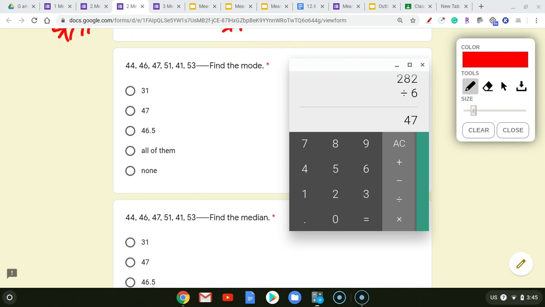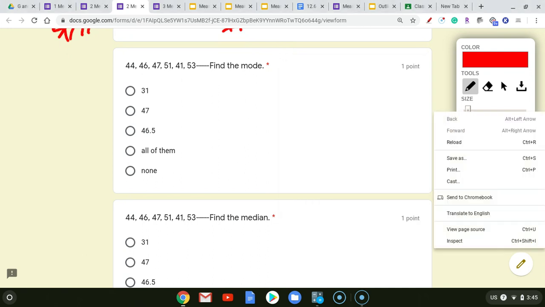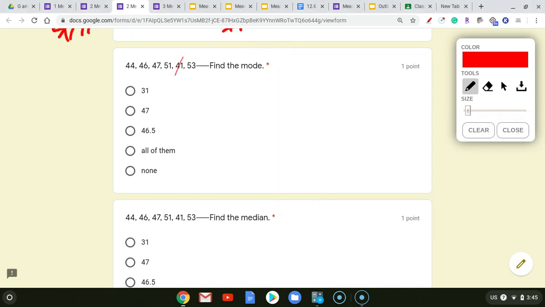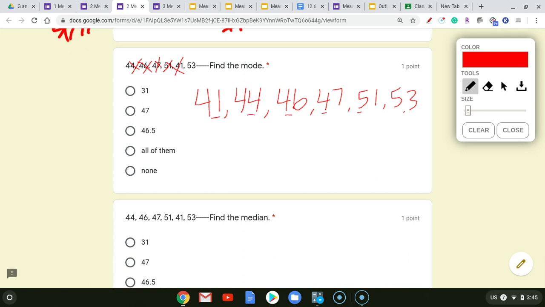What I like to do to find the mode, it helps me see very clearly if there are any duplicates. I put the numbers in order from least to greatest. When I do that, I like to make sure that I cross them off as I go so that I don't accidentally repeat or forget anything. So 44, then 46, then 47, then 51, and 53. Are there 7? 1, 2, 3, 4, 5, 6. Never mind, there's 6. That's what it should be.